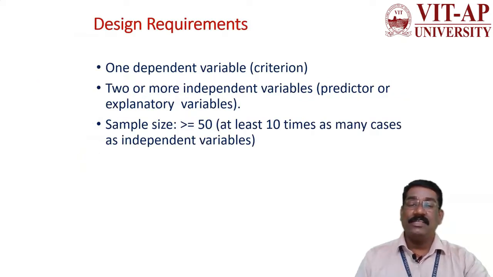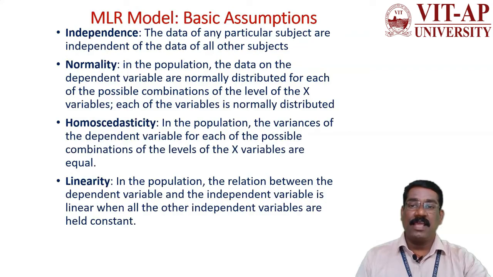Next are the design requirements of multiple linear regression analysis. It should have one dependent variable, otherwise called the criterion variable, and two or more independent variables, otherwise called predictor or explanatory variables. It should also have a large sample size, more than 50 samples, at least 10 times as many cases as independent variables. These are the design requirements of multiple linear regression analysis.